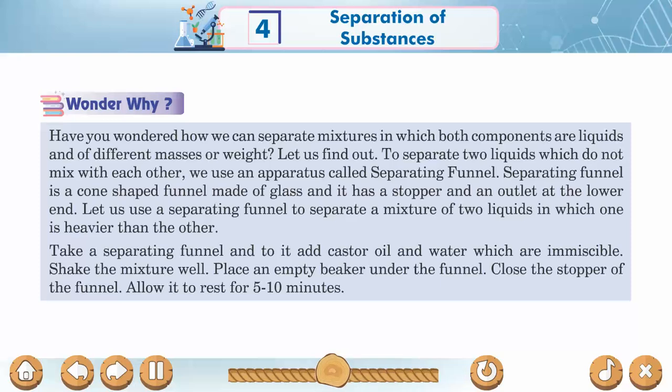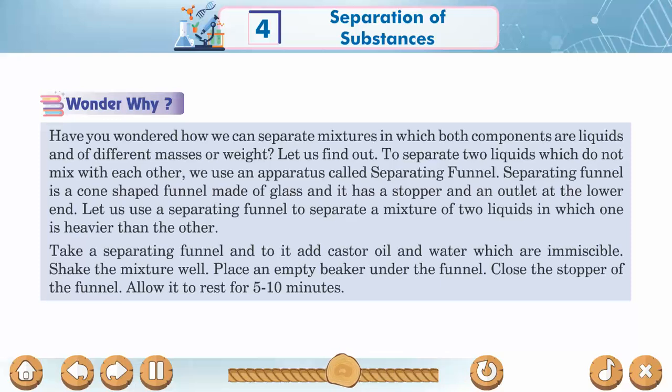To separate two liquids which do not mix with each other, we use an apparatus called separating funnel. Separating funnel is a cone-shaped funnel made of glass and it has a stopper and an outlet at the lower end. Let us use a separating funnel to separate a mixture of two liquids in which one is heavier than the other. Take a separating funnel and to it add castor oil and water which are immiscible.